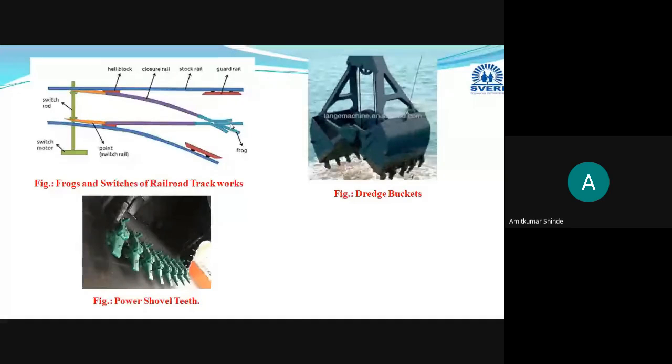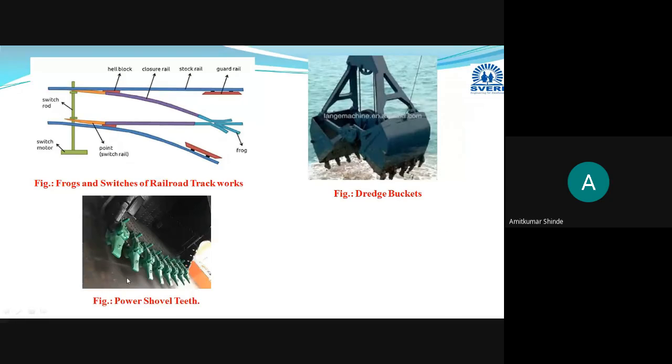Okay, are you clear with this switch and frog? This is the railway track. Whenever the railway is transferring from one track to another track, you require to change its direction. For changing that track, we are using the frog structure. This is the frog, and this vertical rod will be the switch. All these switches and frogs in the railway tracks are manufactured with the help of manganese steel.